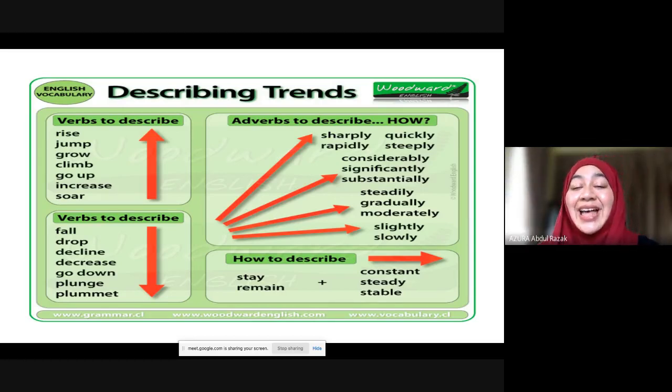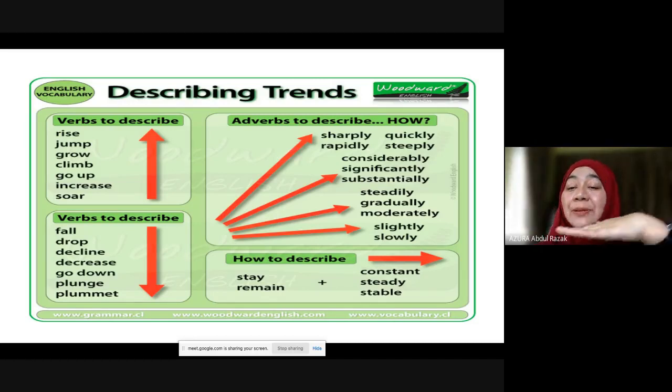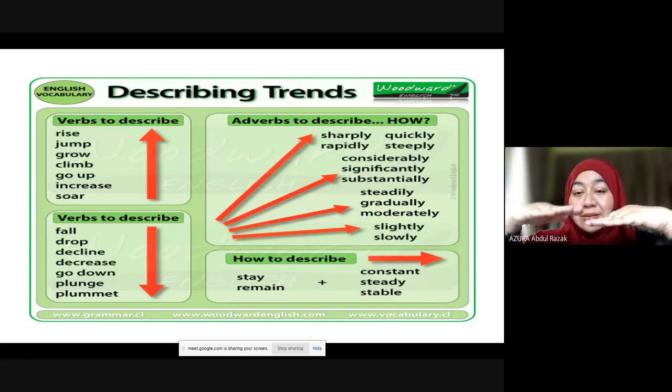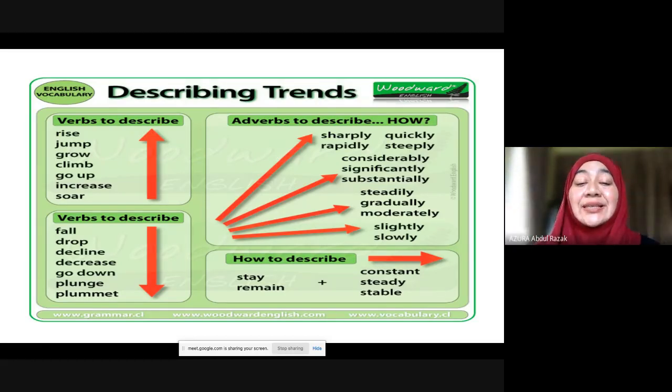All right, and then how to describe something: stay or remain, plus constant, steady, stable. Okay, so when something is almost a plateau, like this, a plateau, mendatar, right? You can say stay or remain, or it was constant, it was steady, it was stable. So these are some of the vocabulary that you can use when you are analyzing your data. But remember to use them wisely, okay? Don't just use any of them as you please, because the indications will be different according to the words that you have used.